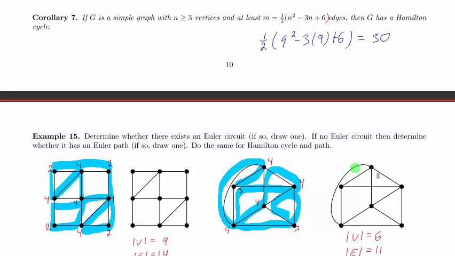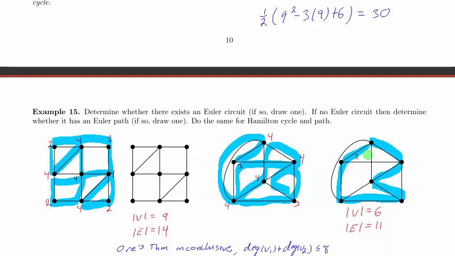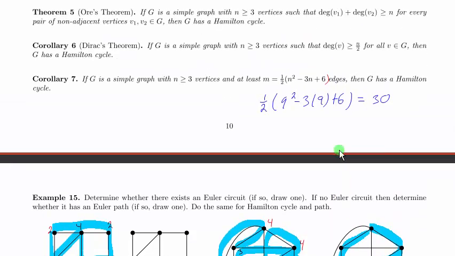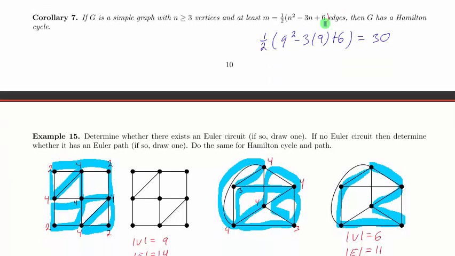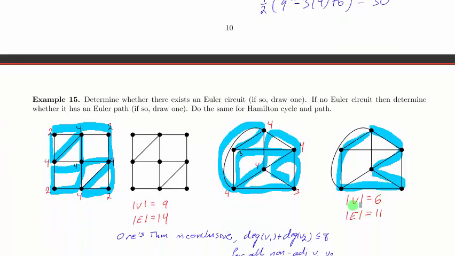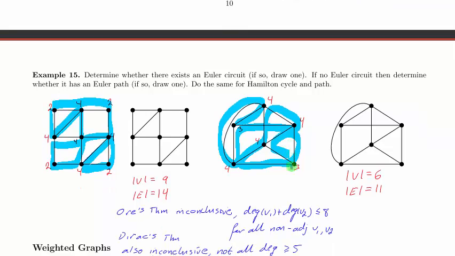So we know that we can find one, but let's go through and see what checks out with the theorems. Maybe the values here are such that it's going to work. First, if the sum of the degrees for all non-adjacent vertices is greater than or equal to the number of vertices. Well, we have 6 vertices here, and looking at all of our degrees, the smallest degrees in here are 3, and those are both non-adjacent.